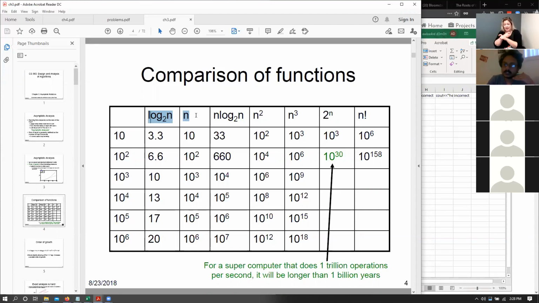Then we have a linear complexity of n. Then we have n log n that is slightly more complex, but in general that is still okay. Then we have n squared, then we have n cubed. Now we talk about exponential complexities. Mainly we talk about 2 to the power of n complex algorithms, and then n factorial algorithms that is just way too complex for us to solve.